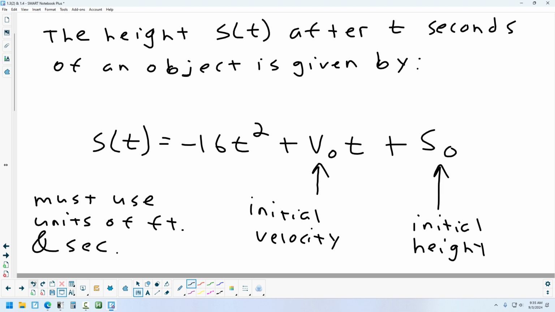Projectile motion is basically when an object is traveling and it's not powered in any way. It's not like it has an engine on it. You just throw it, let it go, and then gravity takes over. And the formula is negative 16t squared plus v sub 0 t plus s sub 0.